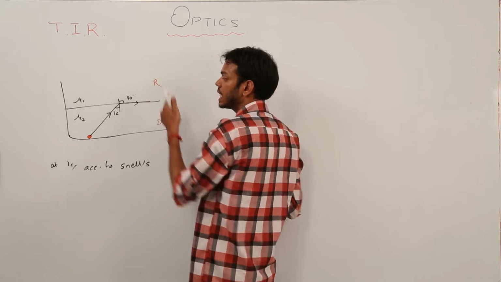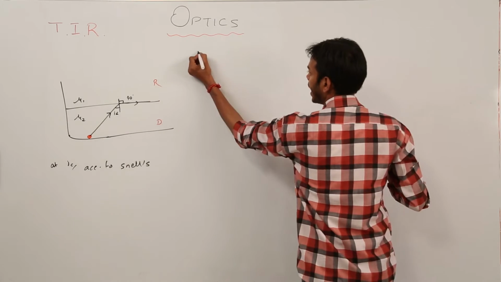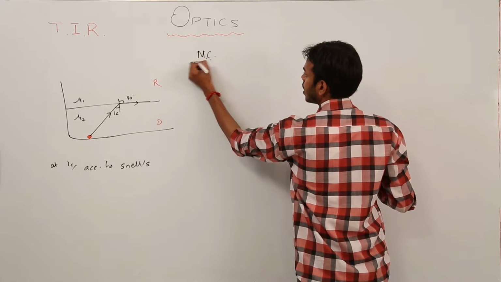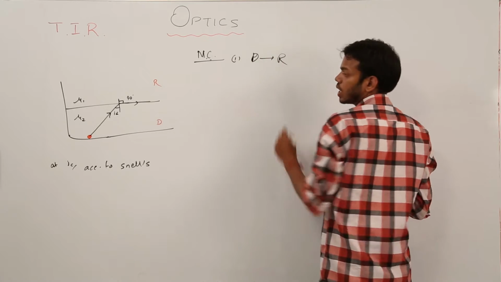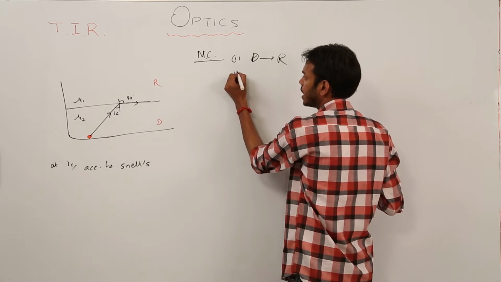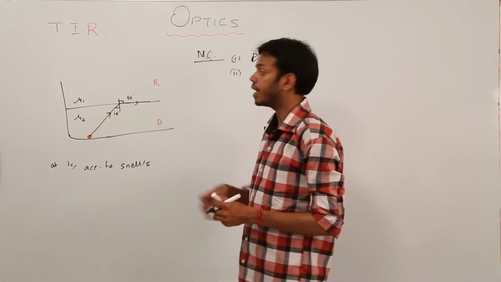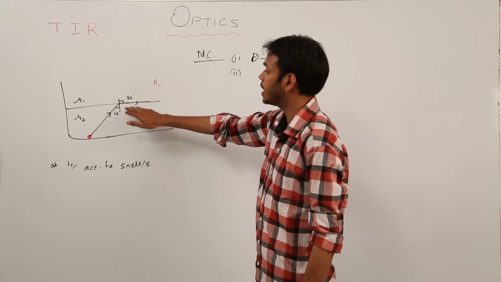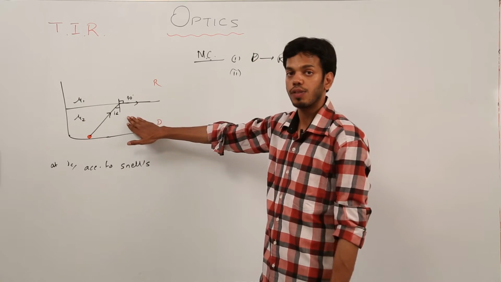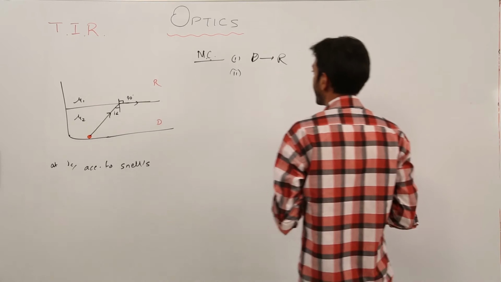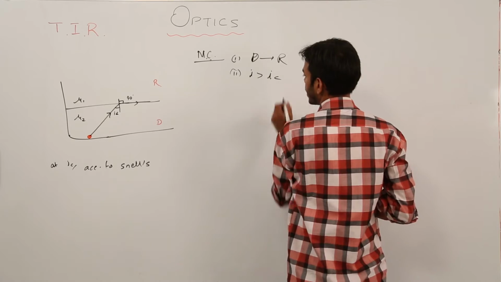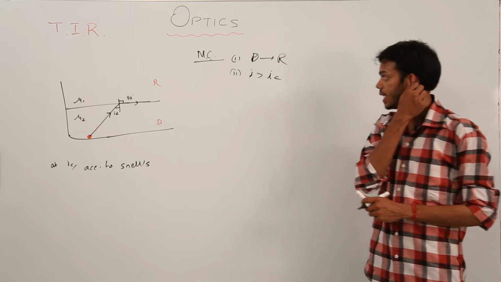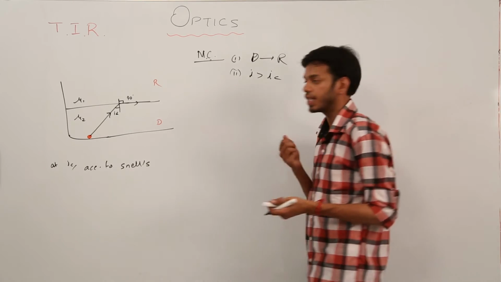So the necessary conditions: first, the ray must be traveling from denser towards rarer medium, and second, TIR, that is total internal reflection, does not take place at every angle. It takes place only at those angles which are greater than the critical angle. So the second necessary condition is that the angle of incidence is greater than the critical angle.